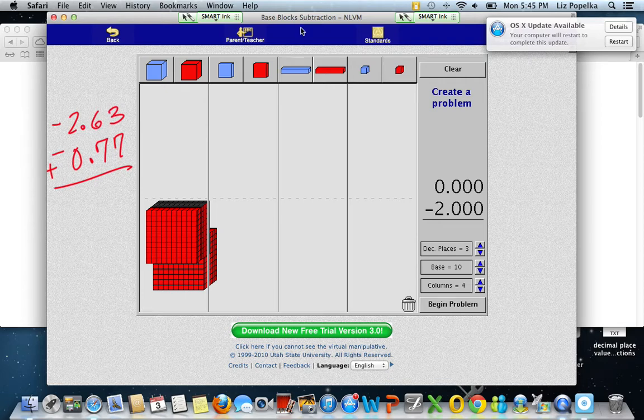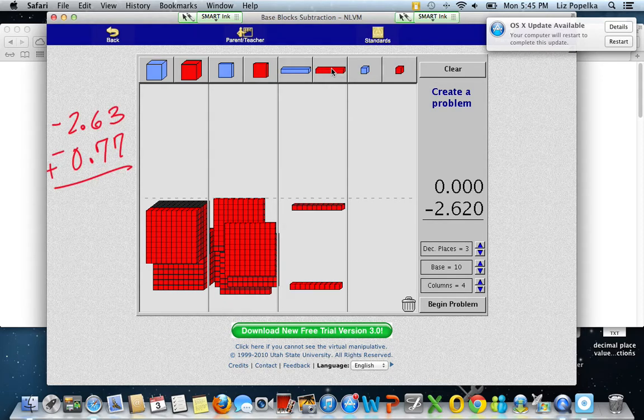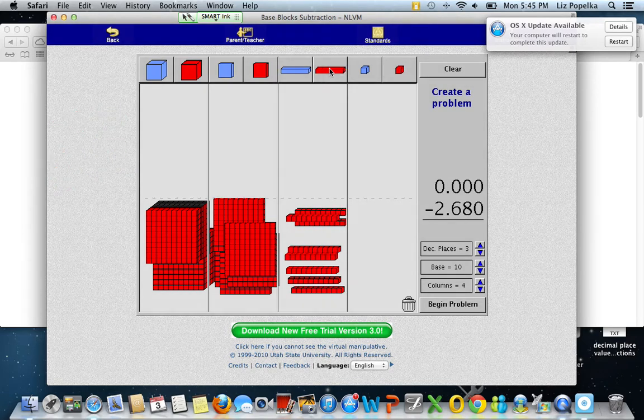I need 6 tenths. So I'm going to do 1, 2, 3, 4, 5, 6 tenths in my tenths place. And I've got 3 hundredths. 1, 2, 3. So 3 hundredths going on here. So I've got a negative 2 whole, negative 6 tenths, negative 3 hundredths. I need to add to that, working my way from right to left. Now I need to add 7 hundredths to the mix because I have 3. This is telling me to add 7 more. So 1, 2, 3, 4, 5, 6, 7.